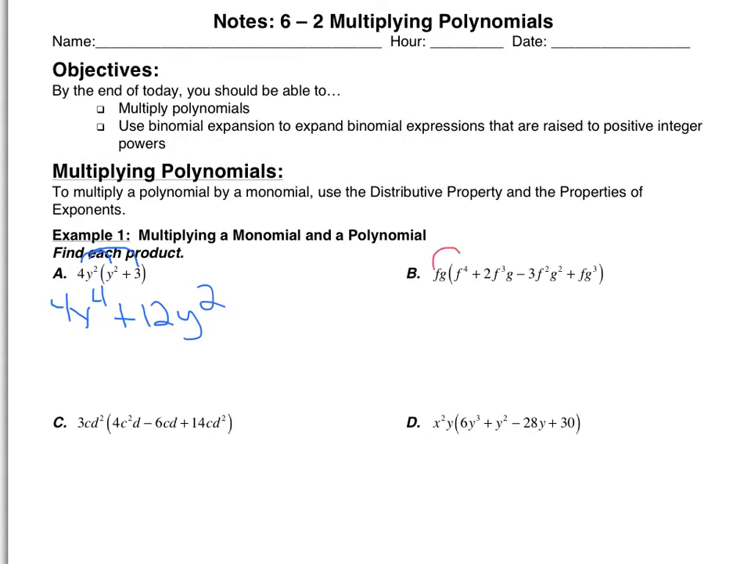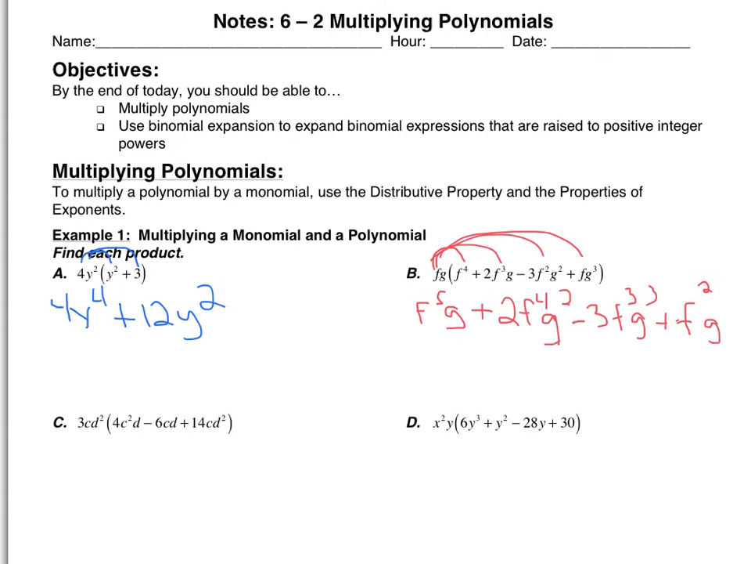For the next one, we have f g times f to the 4th, so f times f to the 4th is f to the 5th g, plus we have 2, f times f cubed is f to the 4th, and then g times g is g squared, and then minus 3, f times f squared is f cubed, and g times g squared is g cubed. So that's our next one. And then our last one, we have plus f times f is f squared, and g times g cubed is g to the 4th.